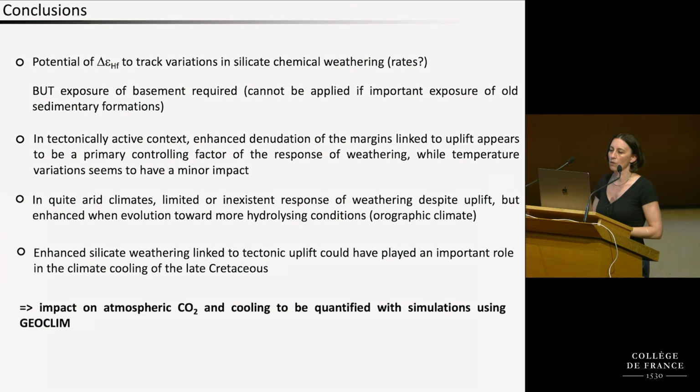So mainly what this new data bring is that there is this potential of capital delta epsilon hafnium to track variation in silicate chemical weathering, because as we have seen, it responds in all the margins that have been analyzed. But of course, it doesn't work in every setting. We need exposure of basement because it will track the weathering of silicate material on the continent. And if sedimentary formations are exposed in a large proportion, this is not a proxy that will be applicable.